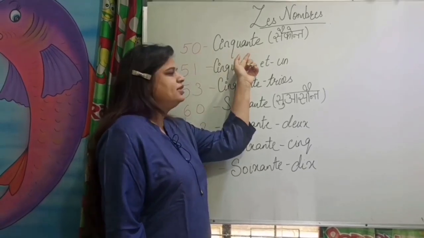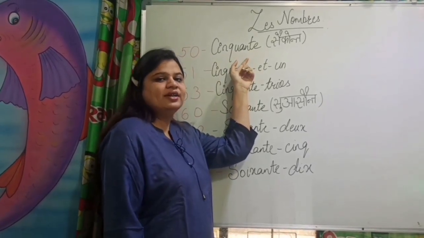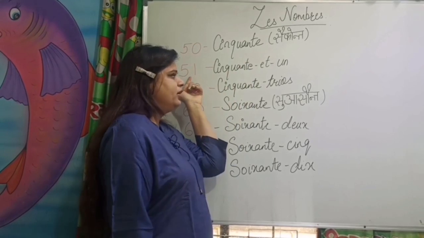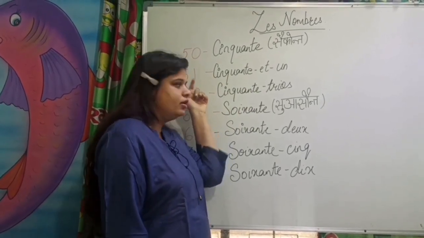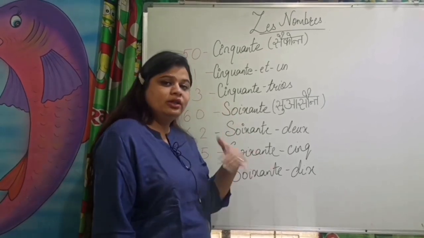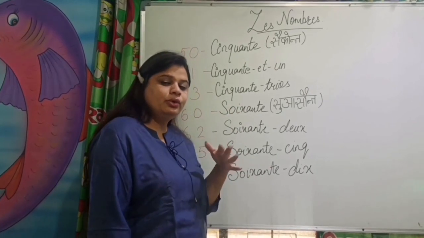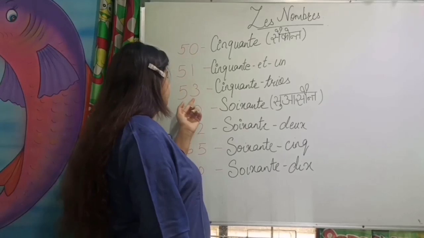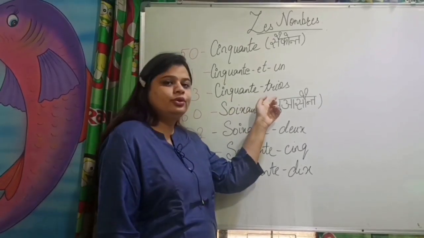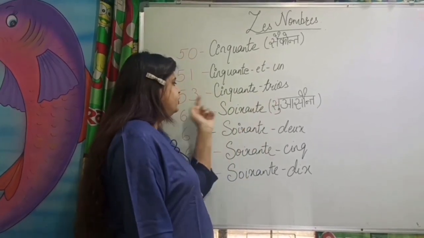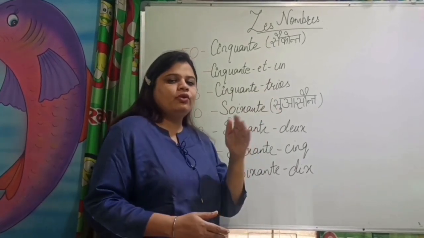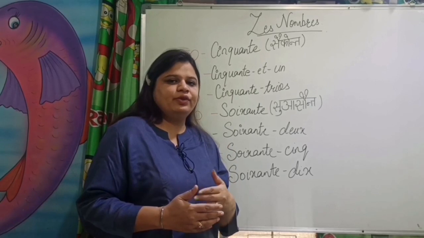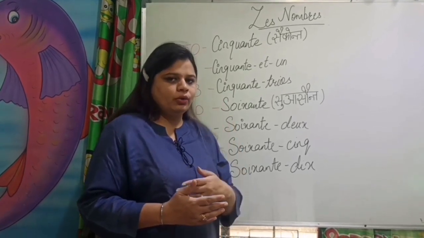50 becomes cinquante. 51 cinquante et un. 52 cinquante deux. 53 cinquante trois. Now the same way 54, 55, 56, 57, 58 and 59 will go.